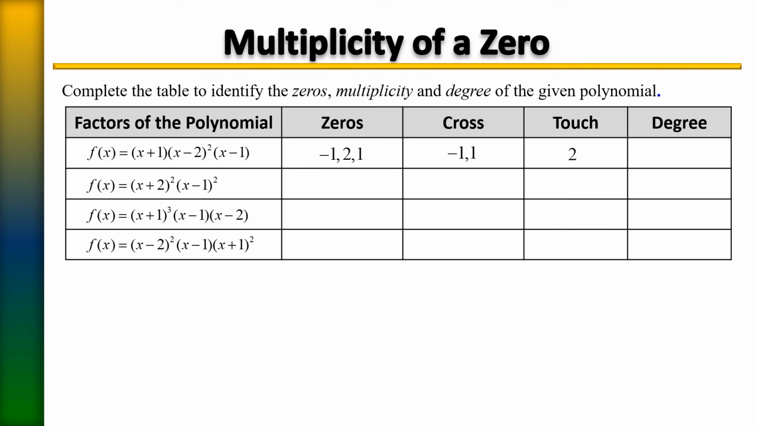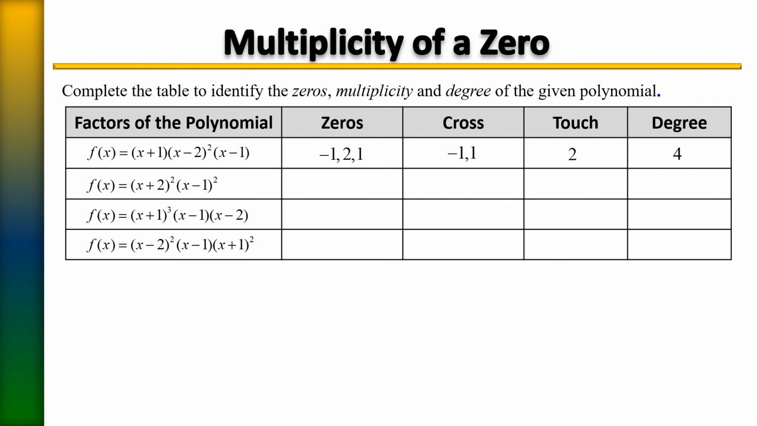What is the degree? Well, we just can add up the multiplicities. 1 plus 2, which is 3. 3 plus 1 is 4. So that would be a 4th degree polynomial. Let's move on to the next row.